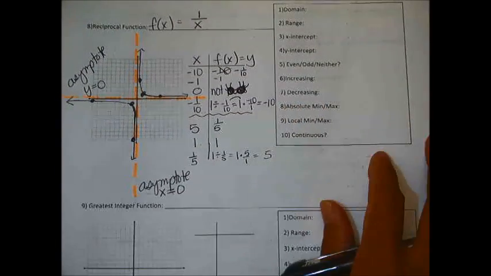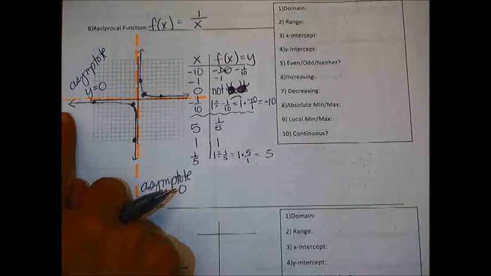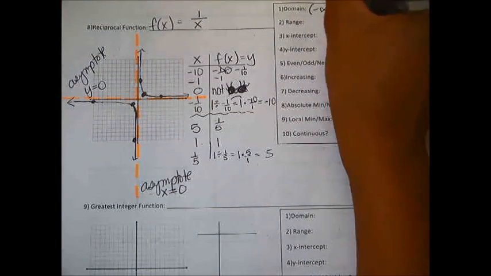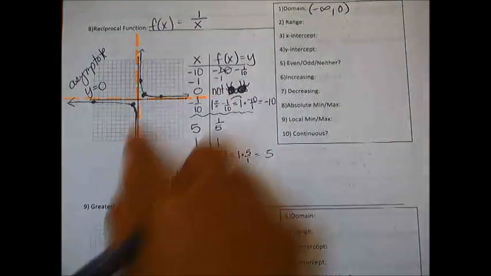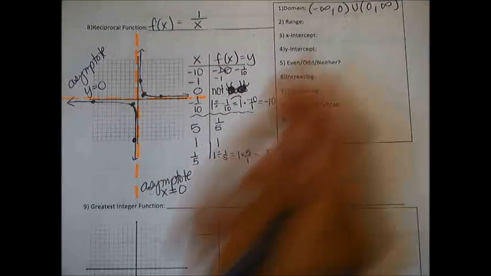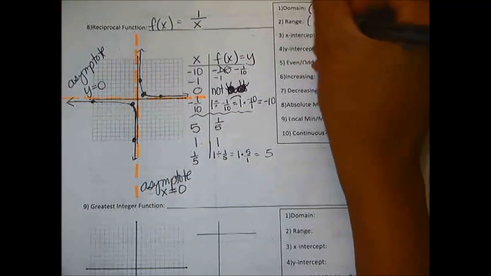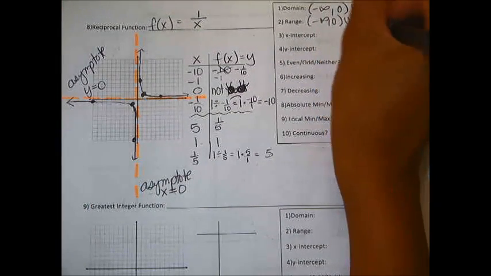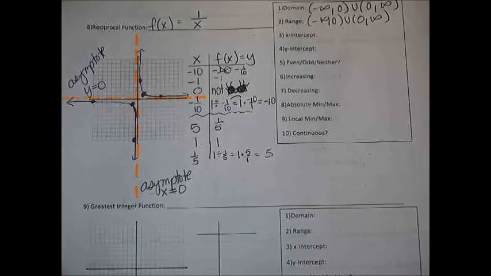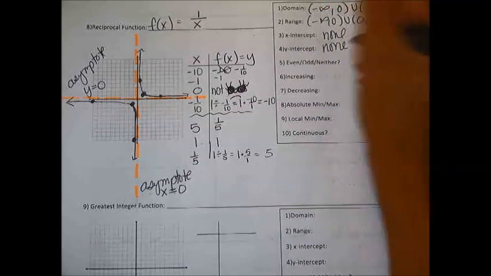All right, so let's quickly fill this in before we call it a day. The domain goes from negative infinity to 0, not including 0, because there's an asymptote there. Union that with 0 all the way to infinity. The range is the same way, negative infinity and stop at 0, not including 0, so we're going to write it exactly the same way. X-intercept and y-intercept, there are none because they never touch those things.